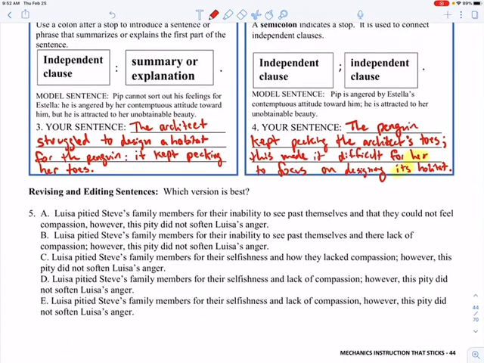All right, moving on to 5. Which version is best? Again, I'm not looking at the key here. I'm flying blind, which is kind of fun to do every so often. I'll see if I can figure this out with you. So which version is best? Go ahead and pause the video and give it a try.